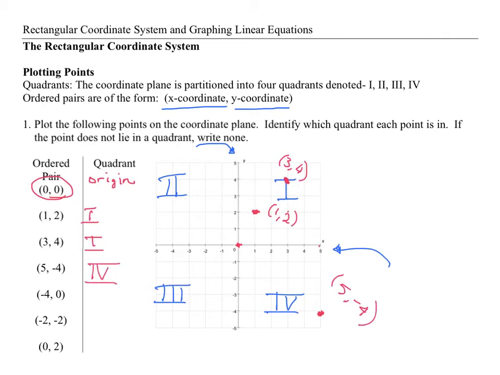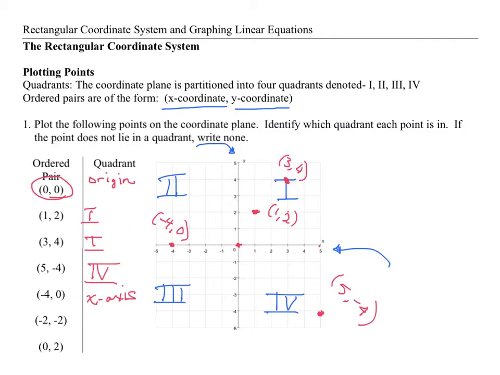Let's do the next one. -4, 0. So from the origin, I always move the x-axis first, then the y-axis. So I'm going to go -4, 1, 2, 3, 4, and 0, which means I don't move up or down. So this is the point -4, 0, and it's on the x-axis. It's not in a quadrant. It's right on the border.